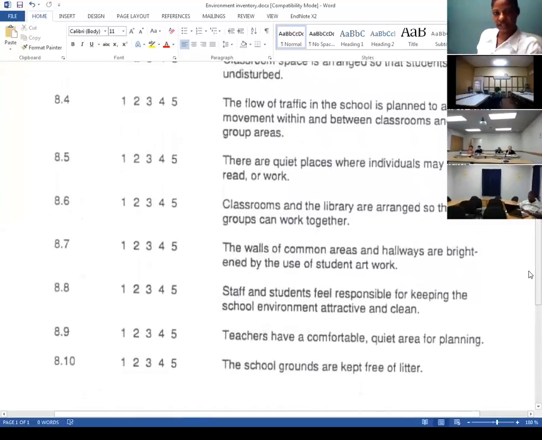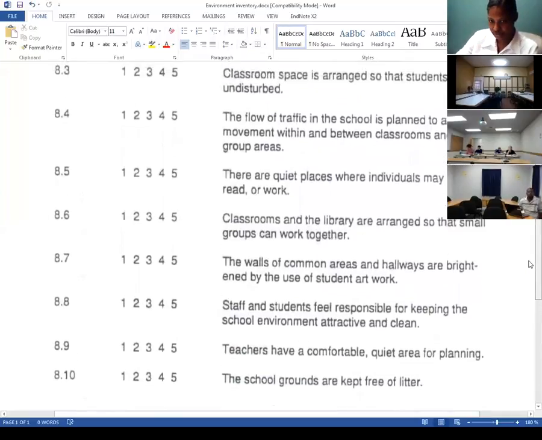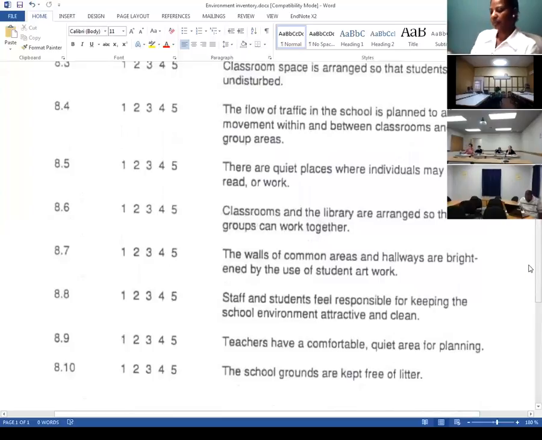So there are 10 questions. I have shifted the screen a bit, so you can see questions 4 through to 10. I'm assuming that you are through the others. As soon as you're finished, let me know.